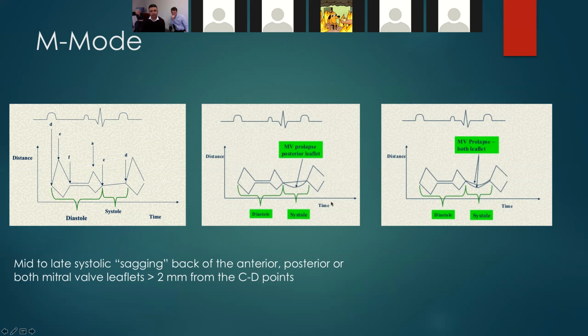And if there's a prolapse, if there's only posterior mitral valve prolapse, you will see this sagging, again more than 2 millimeters. And if both leaflets are prolapsing, you will see both of these leaflets sagging on M-mode at the C-D point. So I think M-mode could be quite useful in this setting.